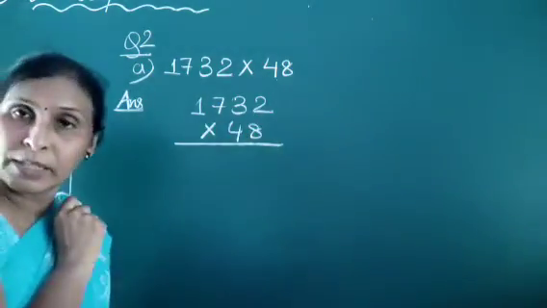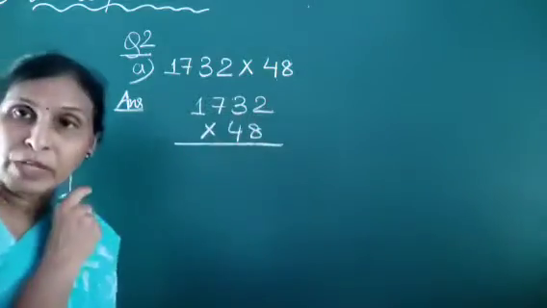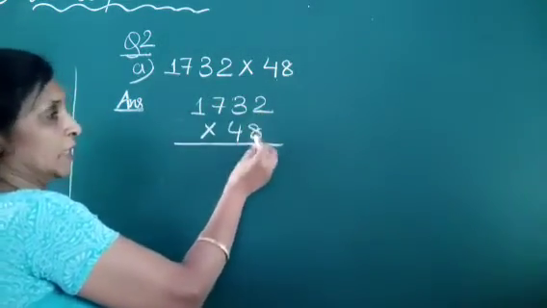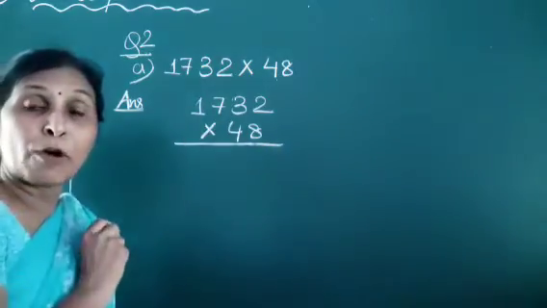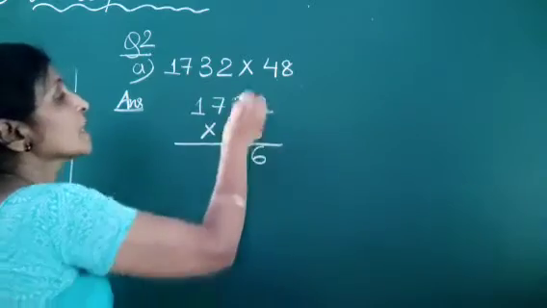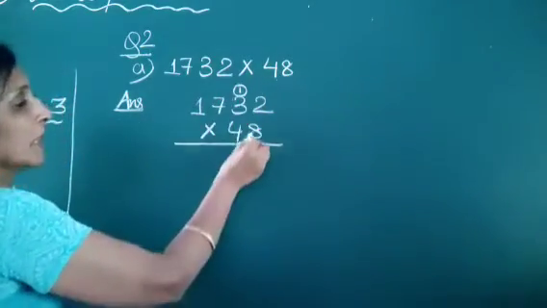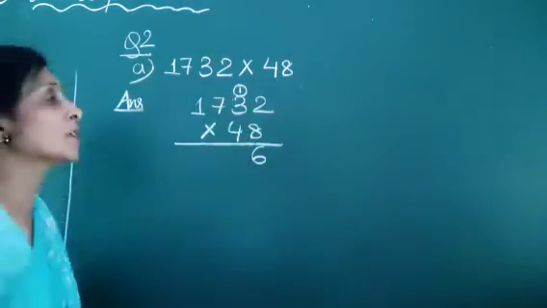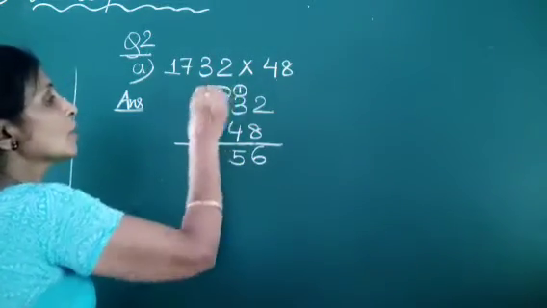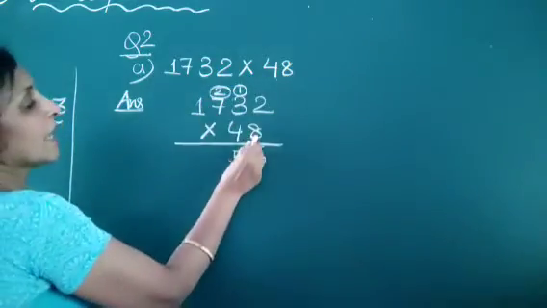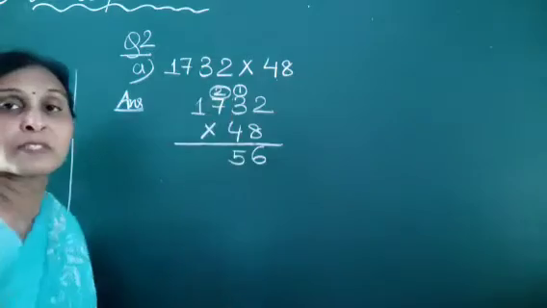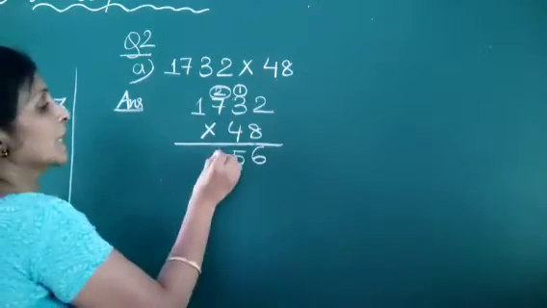First we write in this way, in vertical columns we arrange it, then we multiply this number by 8. Tell the table of 8. First 2 times 8, 8 2s are 16, write 6 and put carry 1 over here. Then 8 3s are 24 plus 1, 25, write 5 and put carry 2 over here. Then 8 7s are 56, 56 plus 2, 58.